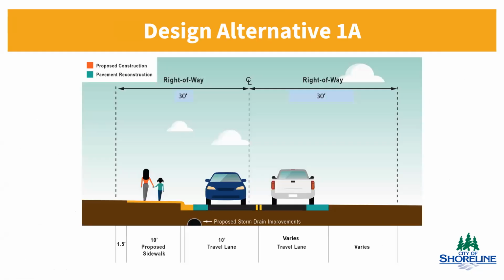So, some design alternatives for 1A. This section is a bit unique to be discussed in that essentially what we'll be proposing with this project moving forward is a lane balance, shifting lanes or maintaining the lane balance of 10 feet on each side, and shifting the section of proposed sidewalk to the east to allow for some additional room along the west.